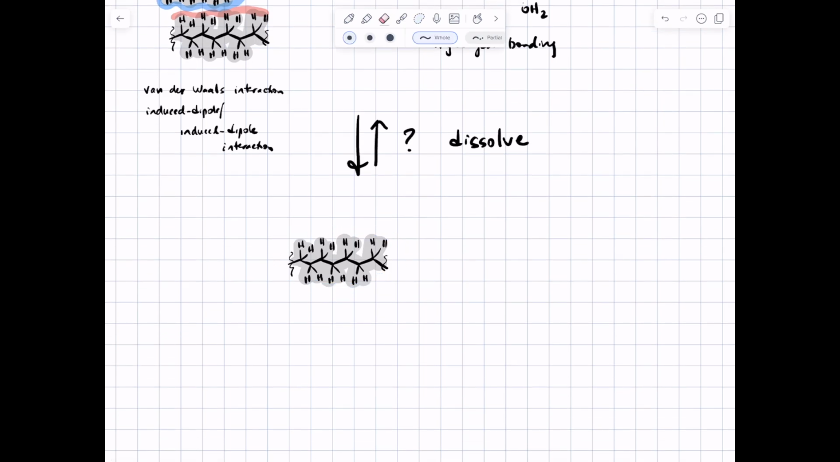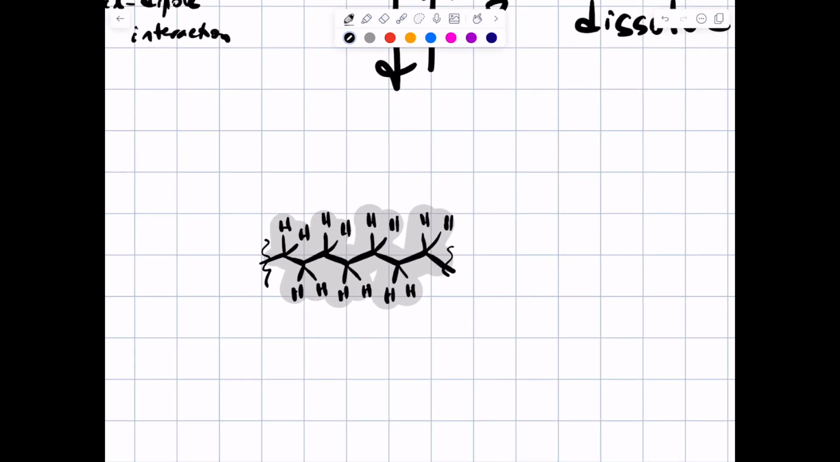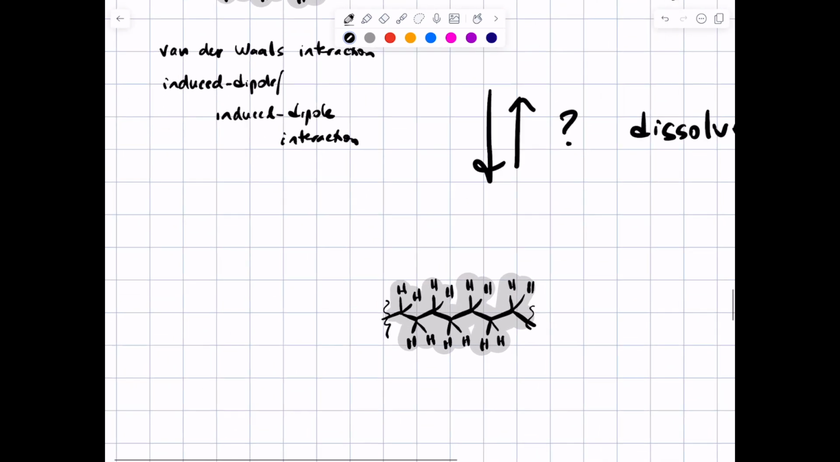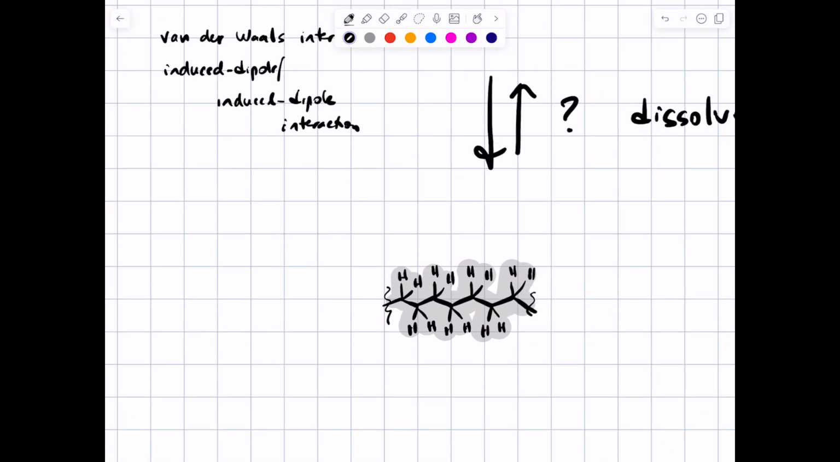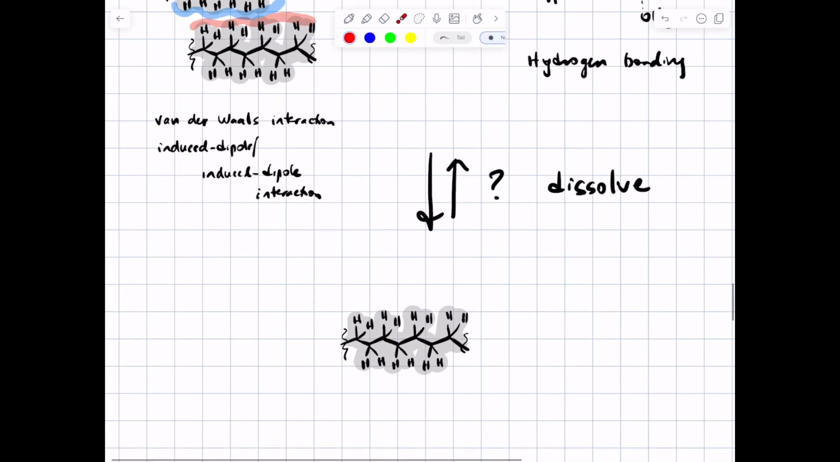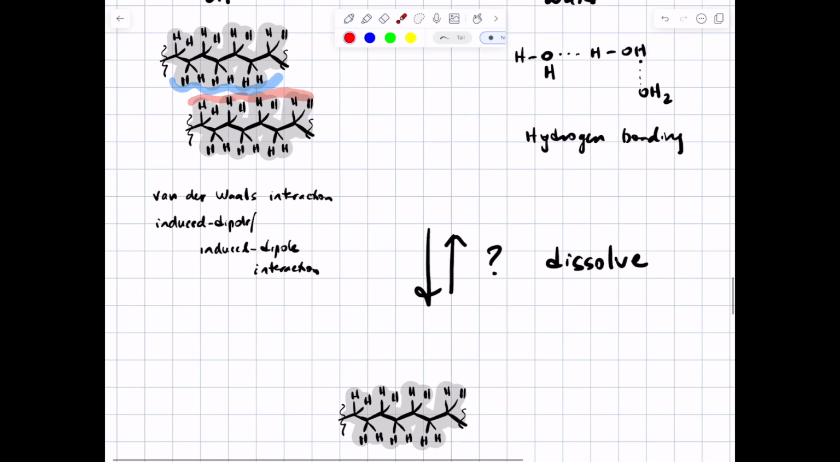Let me ask you this, is water capable of van der Waals interactions? Sure, every molecule is, right? If you have electrons, you're capable of van der Waals interactions. So if we surround this hydrocarbon, or in this case, this oil molecule with water, we probably aren't losing too much in terms of van der Waals interactions. Does that make sense? Okay, but let's think about what happens to the water.